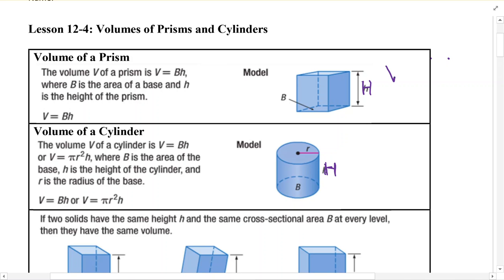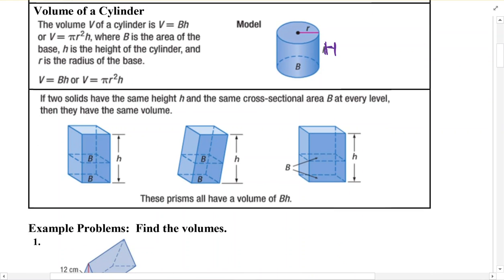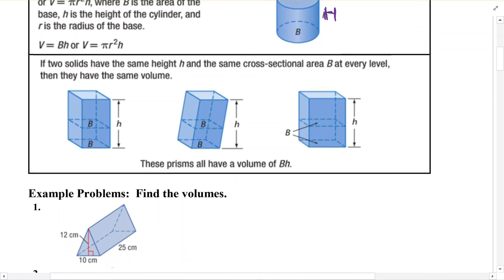So our formula here is volume equals base times height, and that's the same for both the prism and the cylinder. You replace the big B with whatever area formula you need. For example, for the cylinder, it'd be pi r squared. For a square or a rectangle, it'd be base times height. If it's a trapezoid, you use that formula. We can still calculate the volume of a cylinder or a prism, even if it's oblique, even if it's leaning.